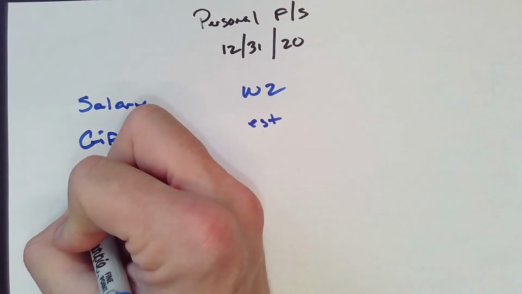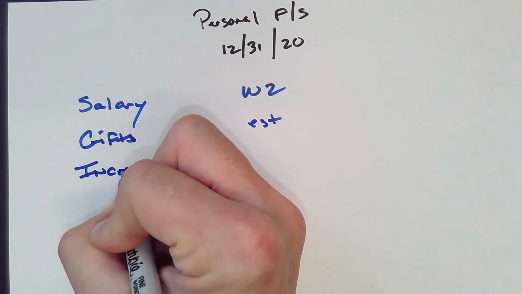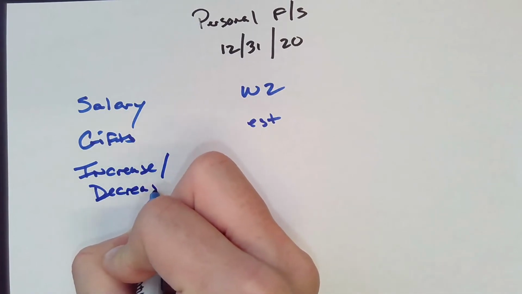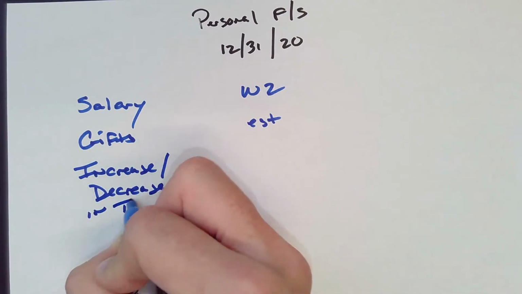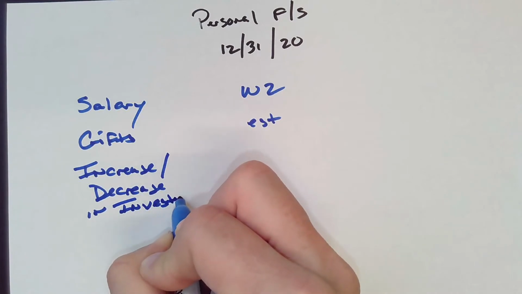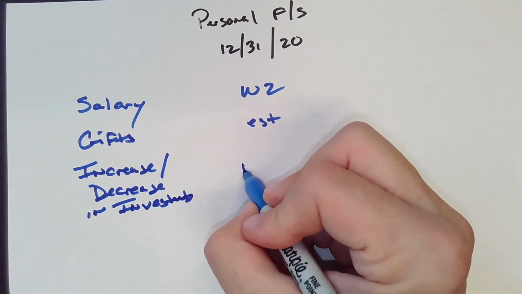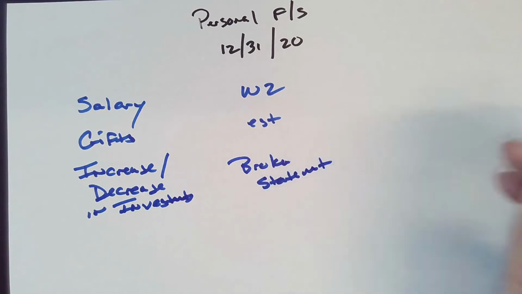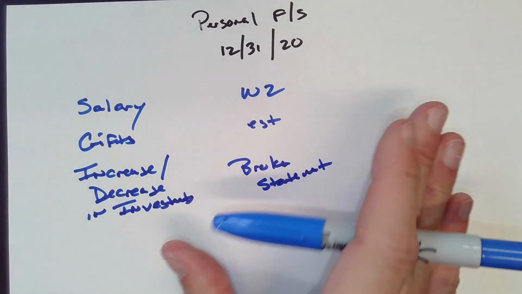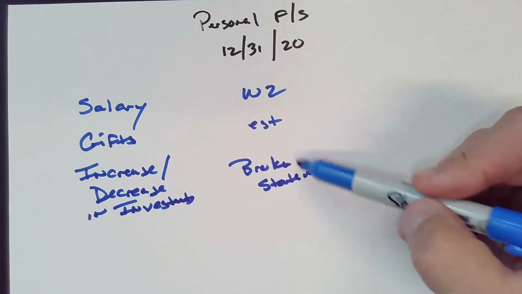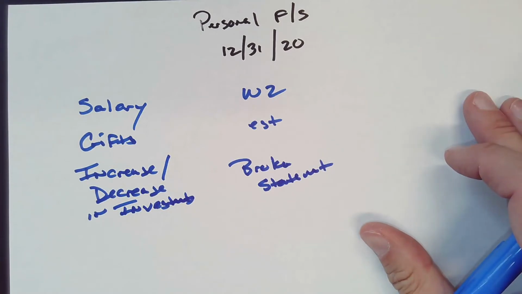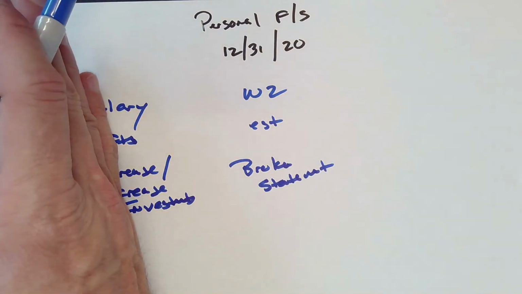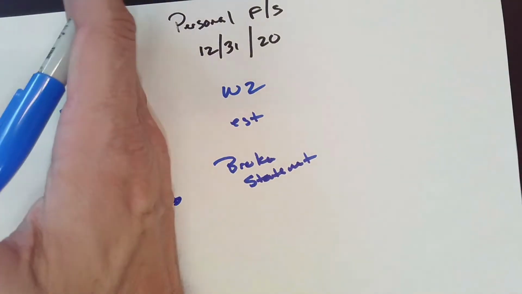Any increase or decrease in investments. Right? We can get that from your broker statement. And that could be investments, retirement, any of that kind of stuff, right? So we're just trying to come up with what you think is an estimate, right? We're just looking for all of your potential sources of increasing wealth.